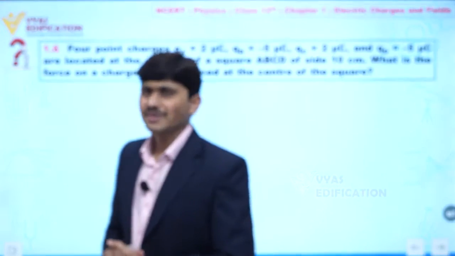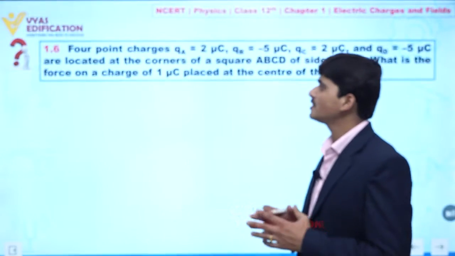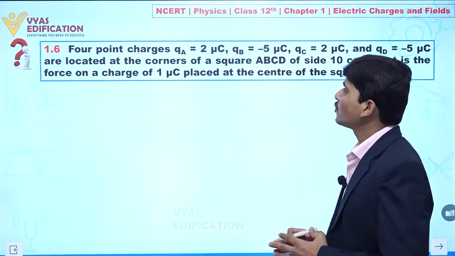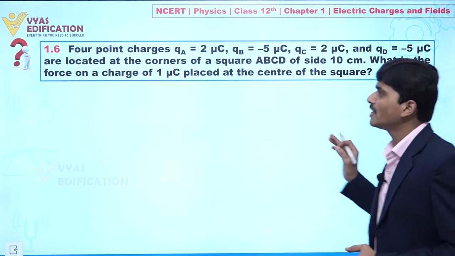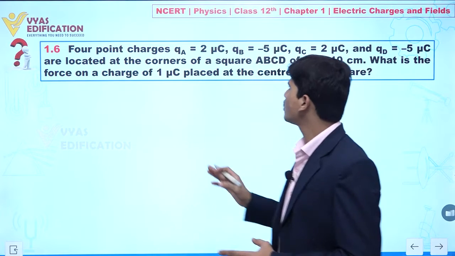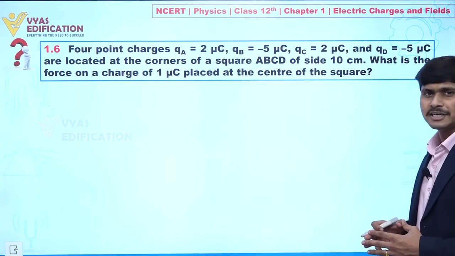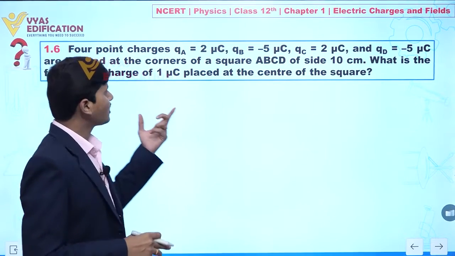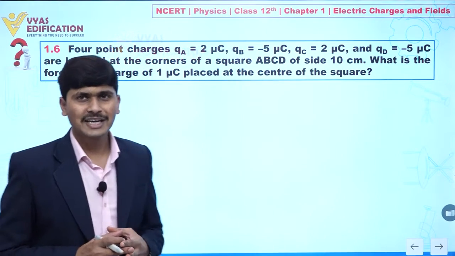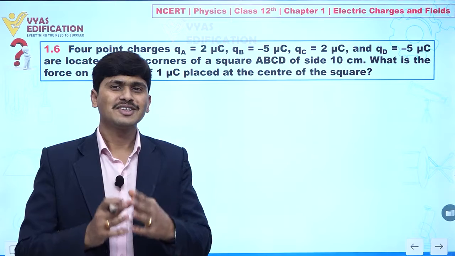Now dear student, we are going to discuss this question. This is 1.6. In this question, four point charges QA, QB, QC and QD are located at the corners of a square ABCD of side 10 cm. What is the force exerted on a 1 microcoulomb charge placed at the center of the square? Now we are going to solve this question.